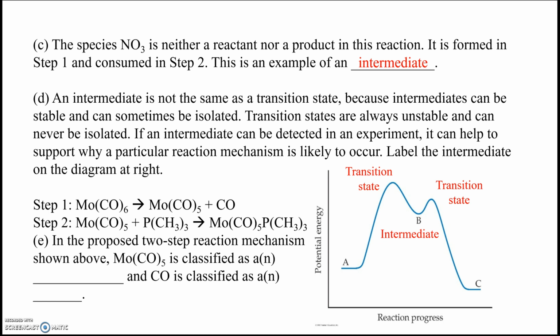This would be the MoCO5 that you see in step 1 and step 2. All right, in the proposed two-step reaction mechanism, MoCO5 is classified as an intermediate, and CO, carbon monoxide, is classified as a product because it's produced in step 1 and not consumed in any subsequent step.